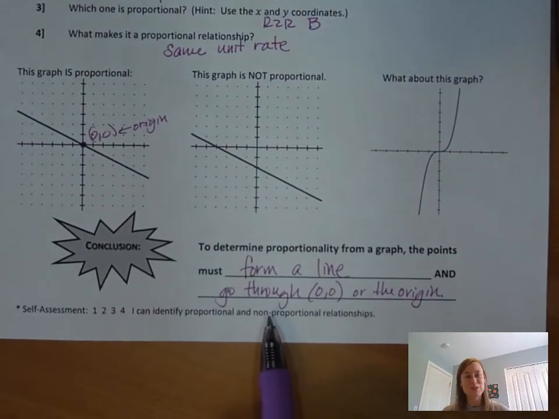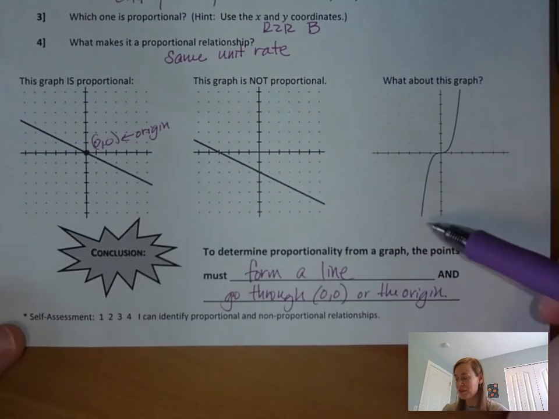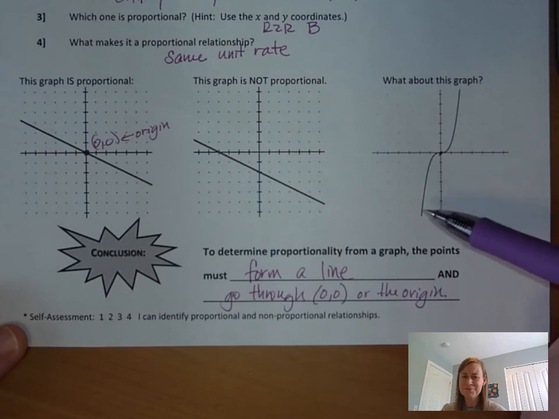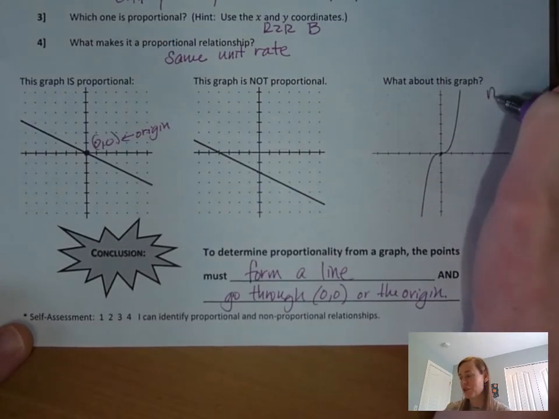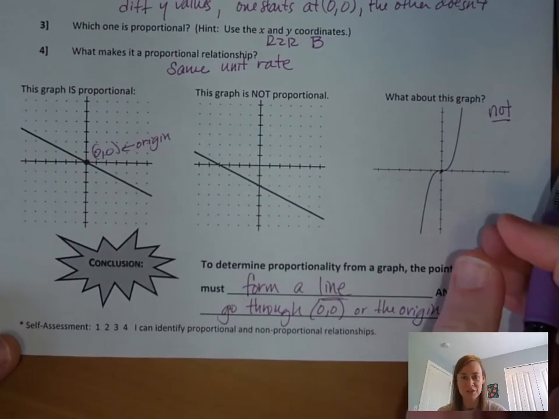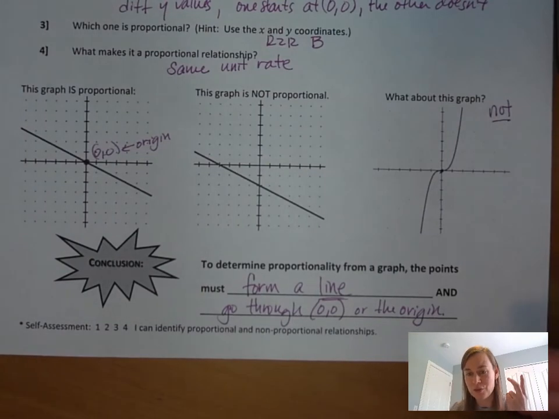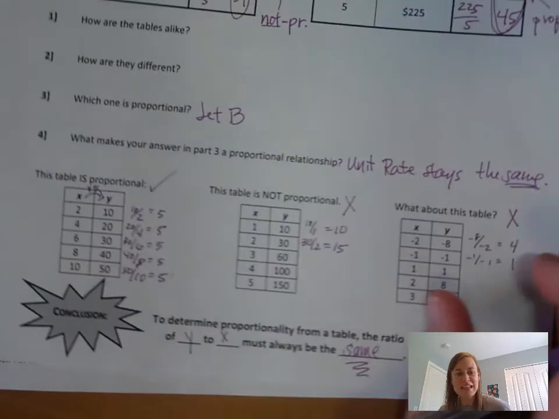Okay, so now that we know our rule, let's talk about this graph right here. Does it go through 0, 0? Yeah, it sure does. There's 0, 0 right there. But is it a line? No, this is very curvy, so this one is not proportional. It really does have to be a line in order to be proportional. So you need those two things. It has to be a line, number one, and it has to go through the origin, or 0, 0, is the second rule. All right, so that is your notes for today.